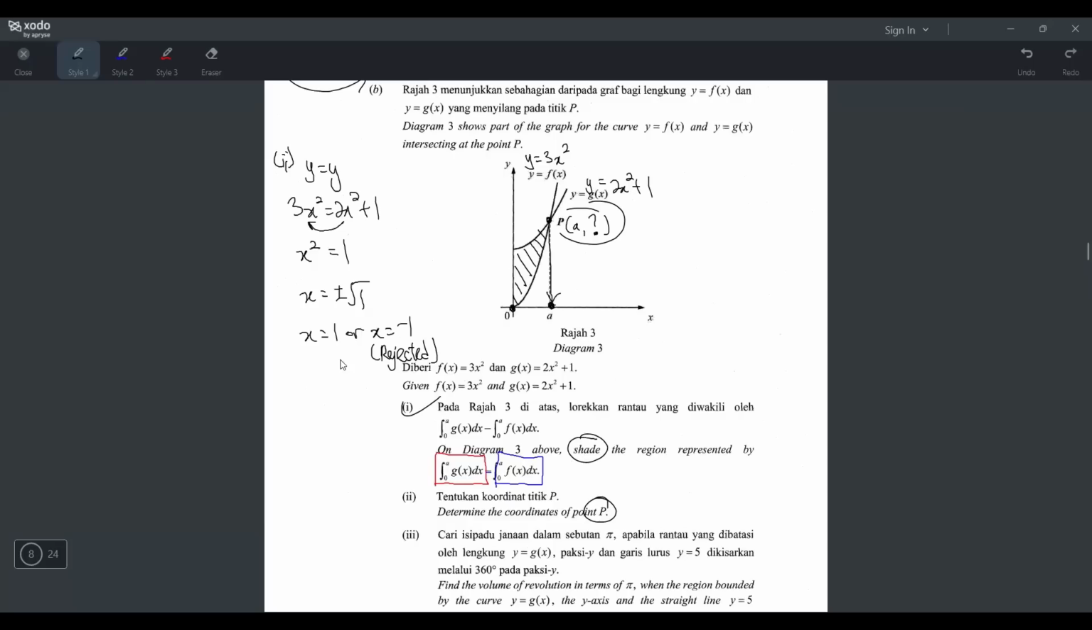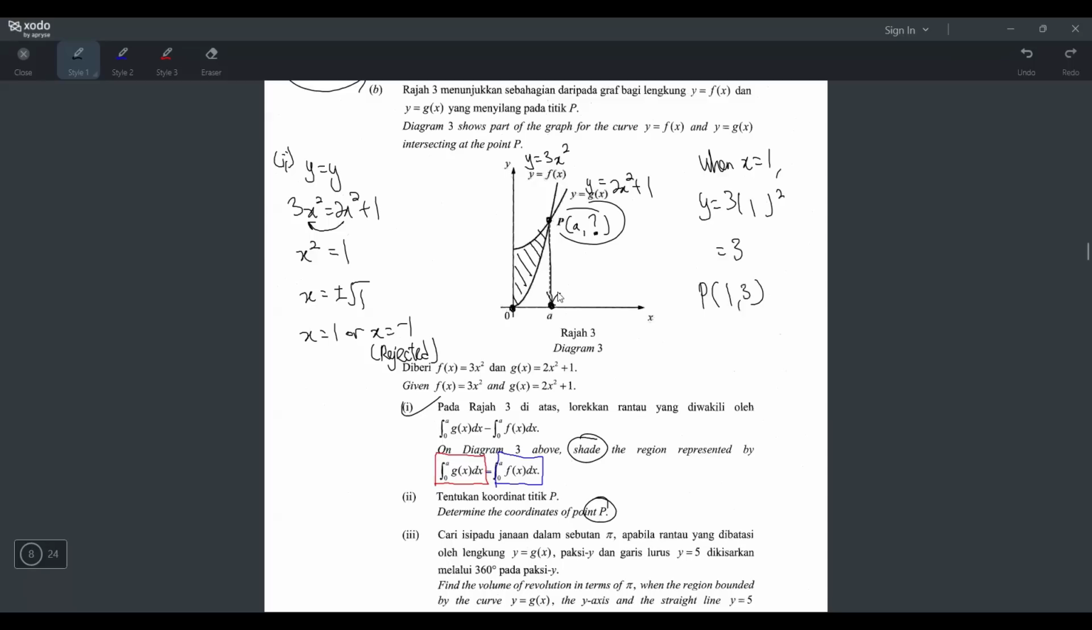Okay, but why are there 2 answers? Because if you extend the line, there's another intersection point, right? But we don't want that. We want the point P, okay? That's why we reject the other intersection point. We want the positive x coordinate one. So now let's take our x equals 1, substitute into any of these equations to find y. So when x equals 1, let's substitute into this one, y equals 3 times 1 squared, which is 3. So now your point P answer is 1, 3.